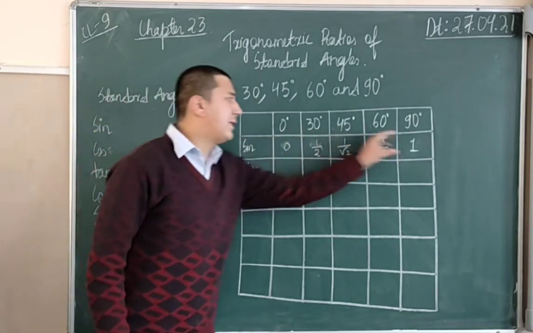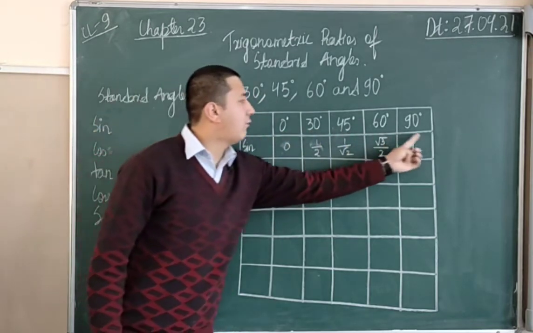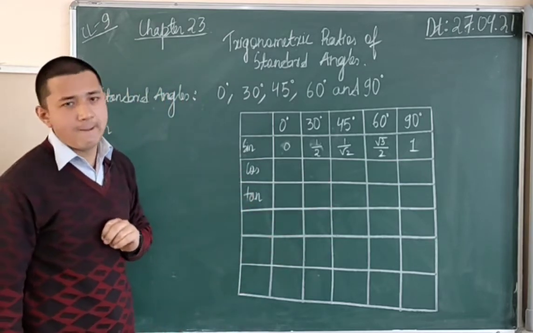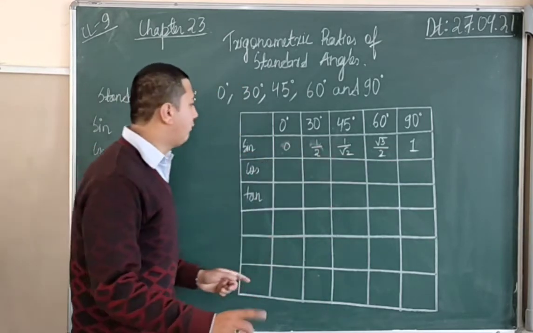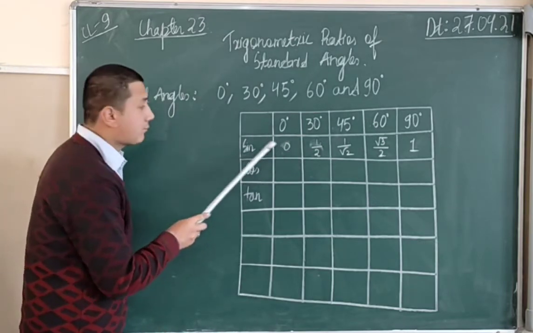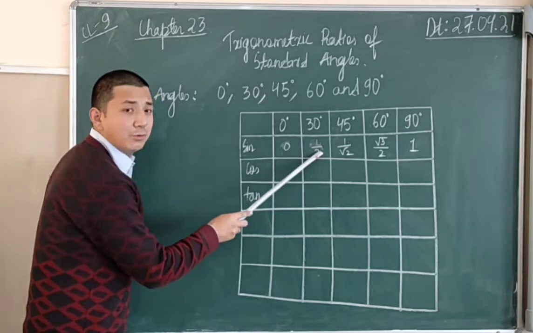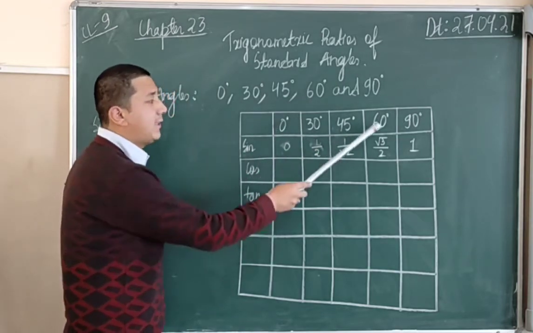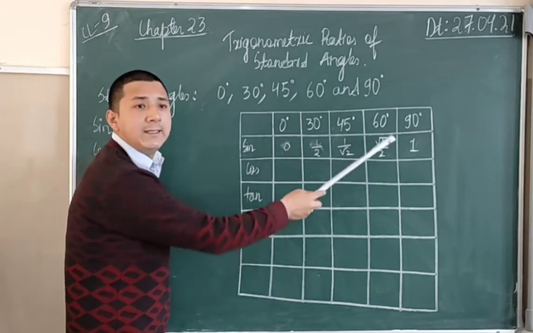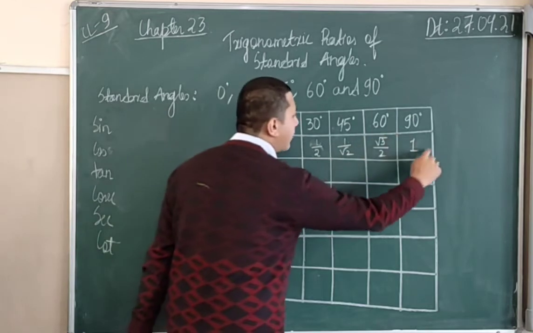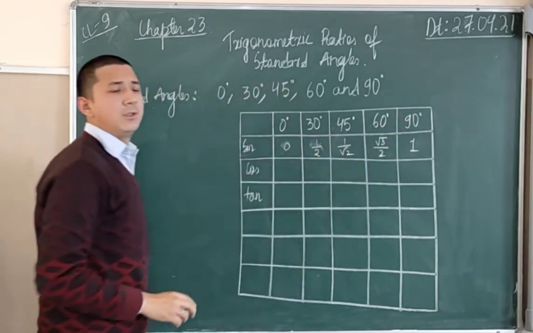This first line is very important. If you remember this first line, then you can easily do the rest of the lines as well. Once again, what is the value of sine 0? Sine 0 is 0. Sine 30 is 1 by 2. Sine 45 is 1 by root 2. Sine 60 is root 3 by 2, and sine 90 is 1. Pause the video and quickly memorize this as fast as possible.